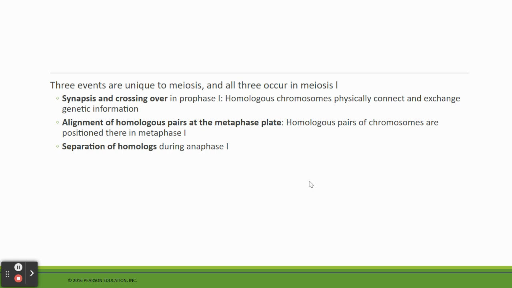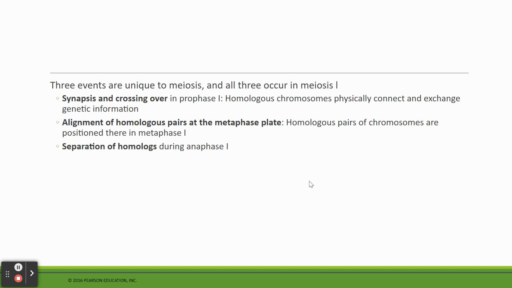There's also separation of the homologs during anaphase 1. Which cell they get pulled in depends on where they're located, right? And because every single one is genetically different, where they get pulled is what's going to happen with that cell. And which cell has it is up to randomness. It randomly occurs. So these 3 events are also unique because synapsis occurs, and that doesn't happen in mitosis.